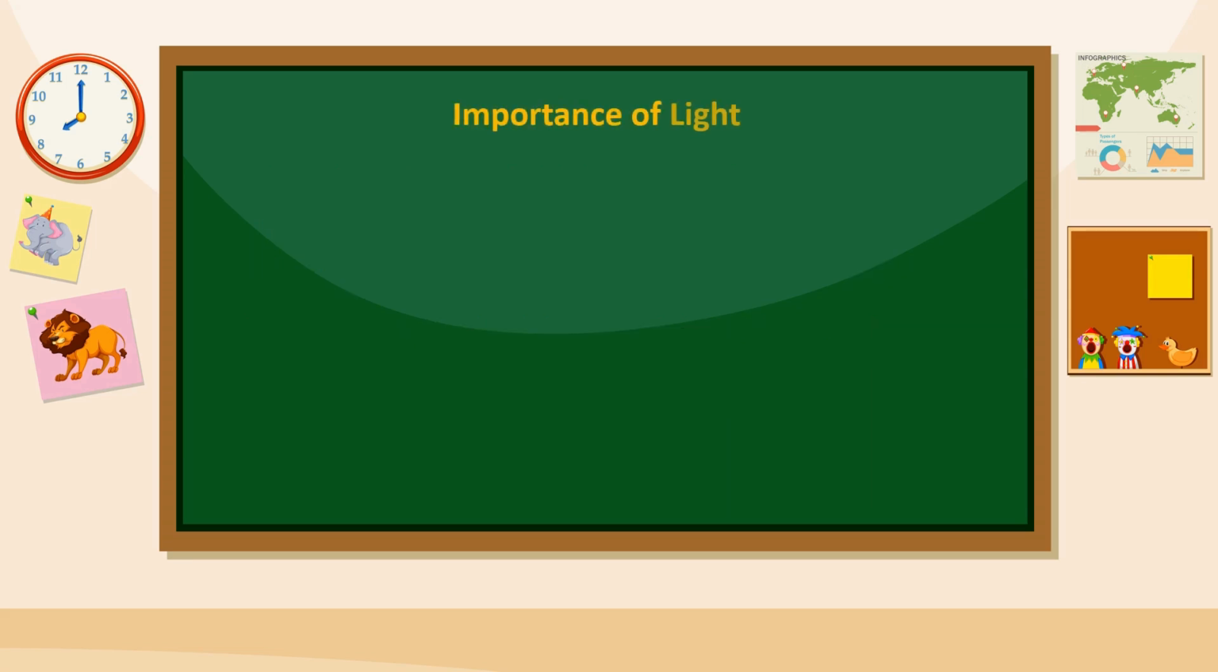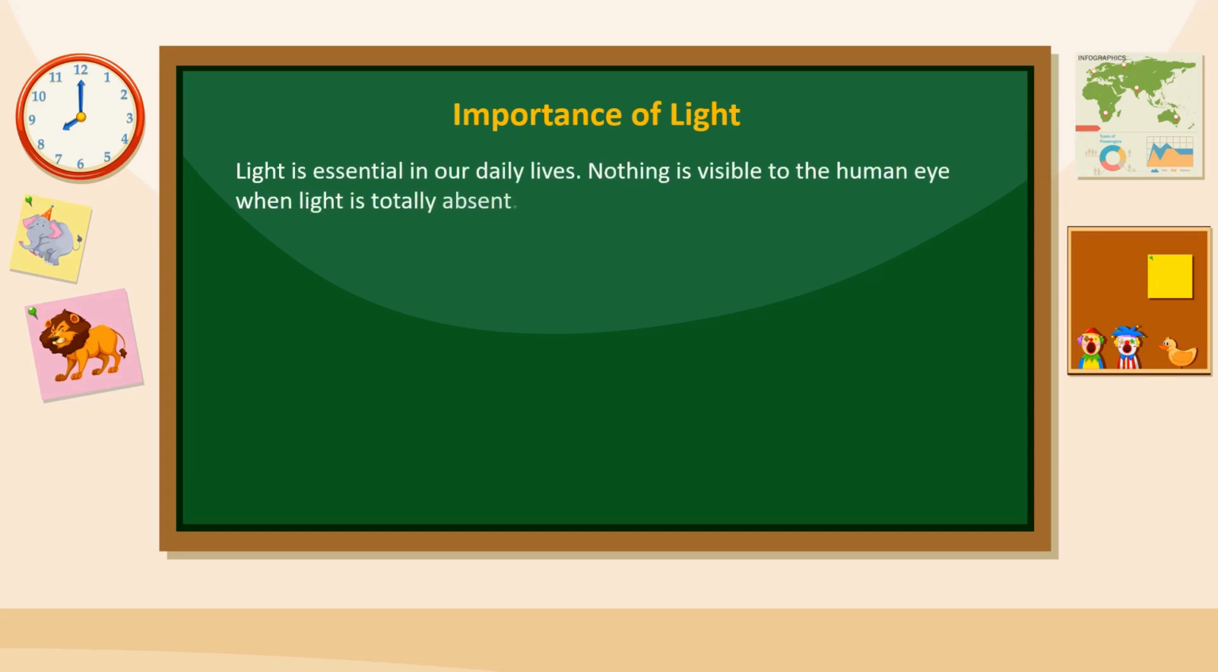Importance of light. Light is essential in our daily lives. Nothing is visible to the human eye when light is totally absent. But light is even more important for other reasons.